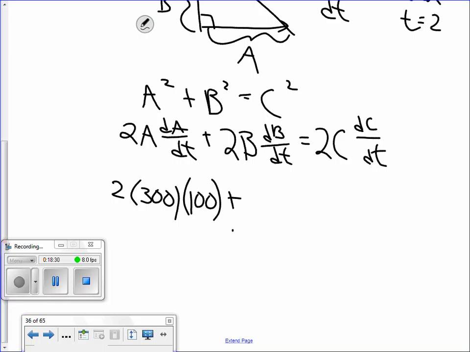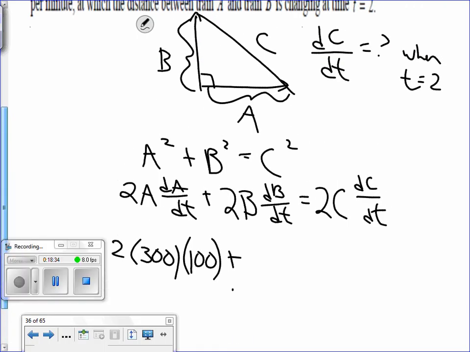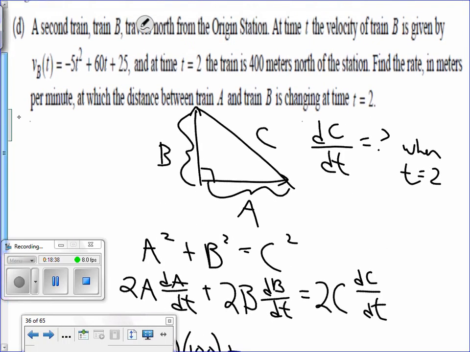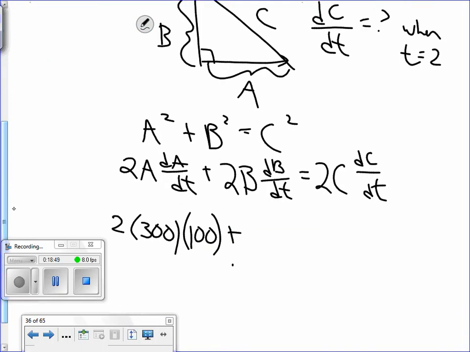What about B, the distance from the train? Wait, this is all at time 2. Oh, no, they told you it's 400. Okay, I got that. Oh, you're saying the other thing. I didn't knock off all the 2's. Oh, well. They gave us that. dB/dt is going to be the velocity of train B at time 2.